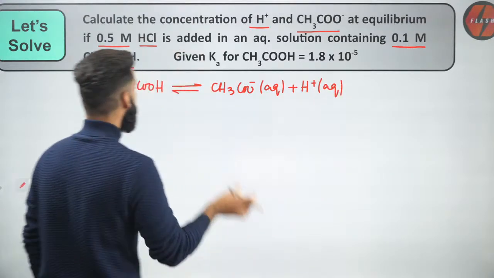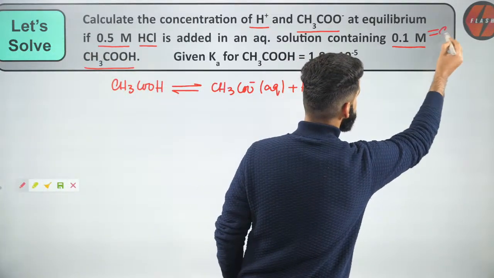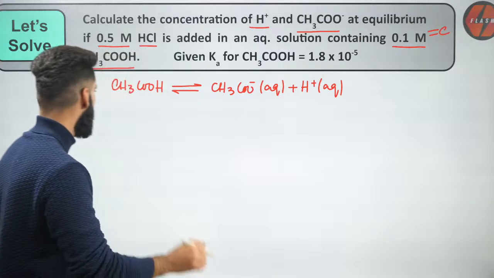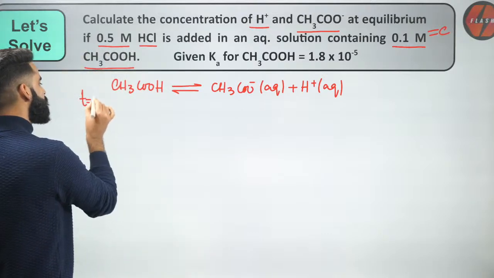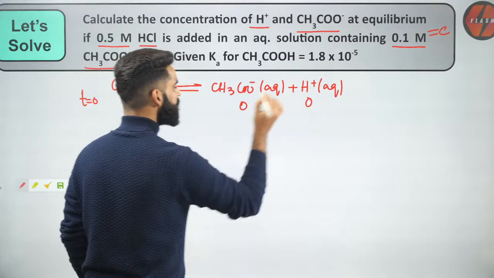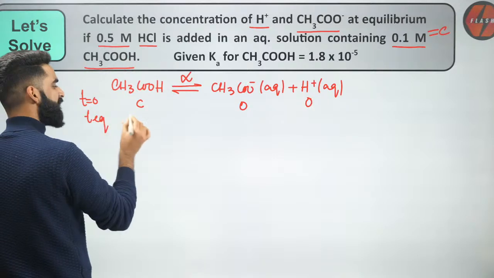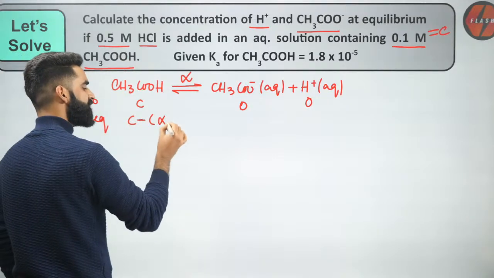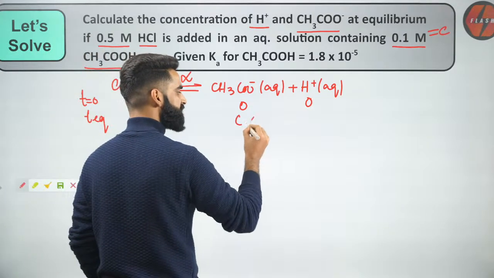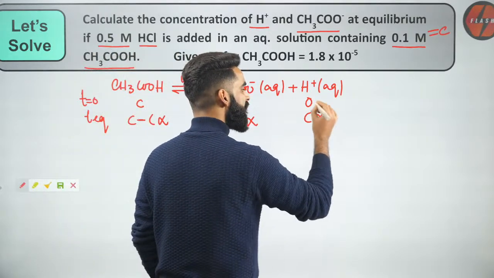Am I given the concentration of CH3COOH? Yes, I'm given the concentration of CH3COOH, which is 0.1 molar. So at time t is equal to 0, the concentration of CH3COOH is C. This is going to be 0. This is going to be 0. Let's assume the degree of ionization is alpha. So at equilibrium, I'll be left with C minus C alpha, I'll be having C alpha concentration of CH3COO negative at equilibrium, and this is going to be C alpha at equilibrium.